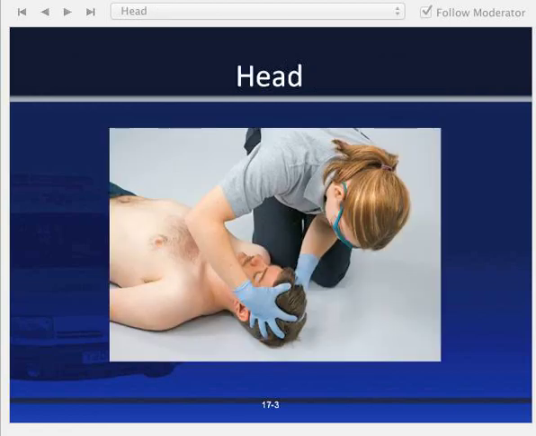When you begin examining the head, use your gloved hands to gently feel the patient's scalp for DCAP BTLS. Look for any open wounds or discoloration. Make sure you look in both ears to evaluate for fluid.